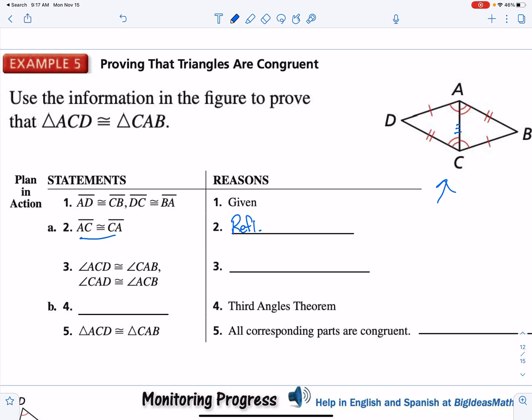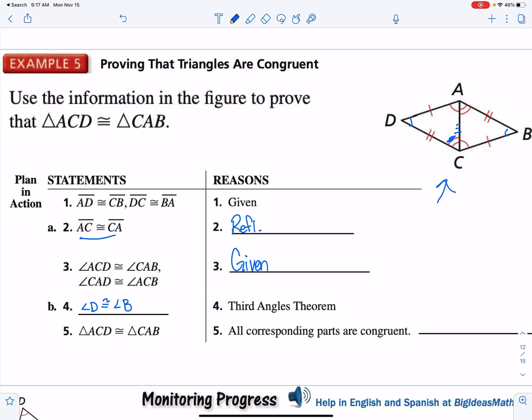Next, we have ACD is congruent to CAB. ACD is this angle right here, and CAB. And then we have CAD, right here, is congruent to ACB right here. Again, those are marked in your image, so those are actually given. And then the last pair of angles we need are these right here. So we can say angle D is congruent to angle B, and that's by the third angles theorem.